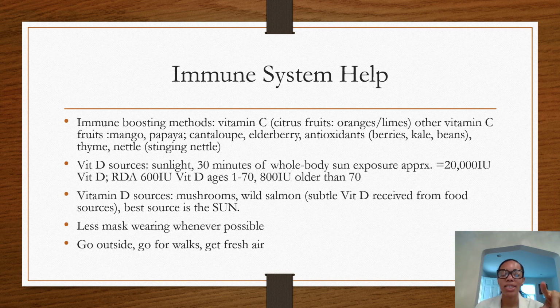Vitamin D sources. Sunlight. I can't stress this enough. It's been stated that 30 minutes of whole body sun exposure is approximate to 20,000 international units of vitamin D. I'll say that again. 30 minutes of whole body sun exposure, which is basically like if you had on a swimsuit, is approximate to 20,000 international units of vitamin D. And the recommended daily allowance is 600 international units of vitamin D for ages 1 through 70, and 800 international units of vitamin D for those older than 70.